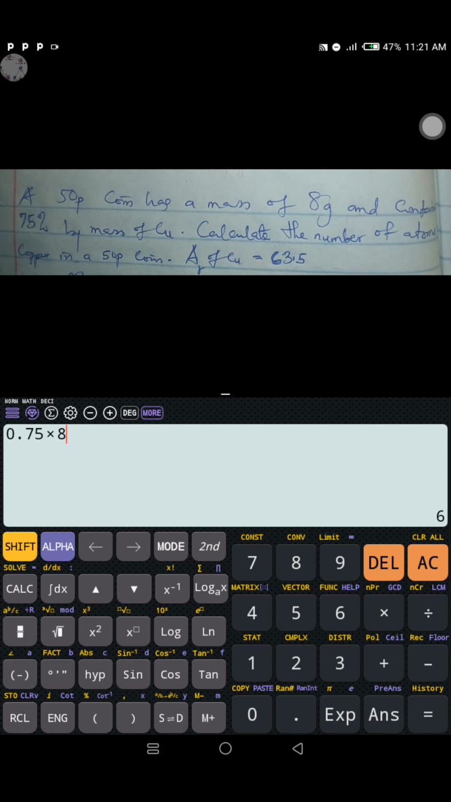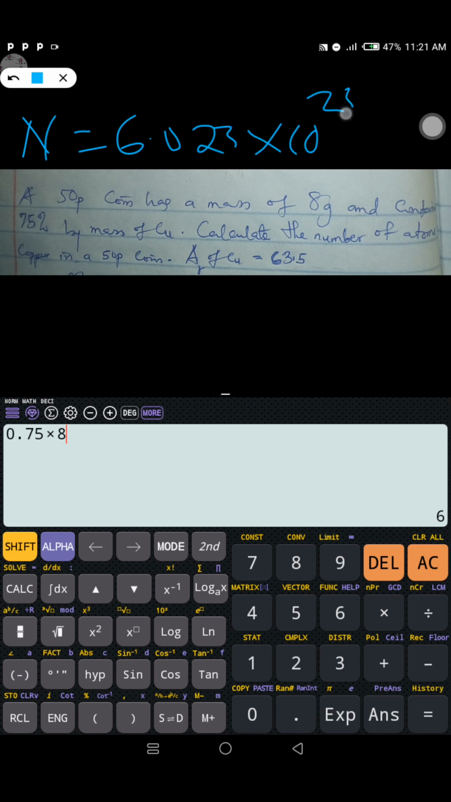Now they said calculate the number of atoms of copper in a 50p coin. When you say the number of atoms of copper, they are talking about the Avogadro constant, the Avogadro number. Remember from basic chemistry that the Avogadro number, represented by N, is equal to 6.023 multiplied by 10 raised to the power of 23 particles. The particle in this question can be an atom, a molecule, or an ion. They can just call it particles.